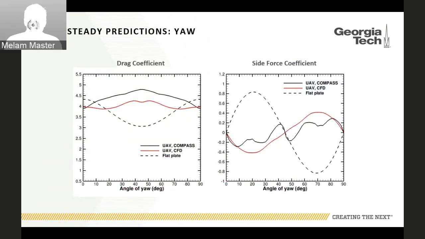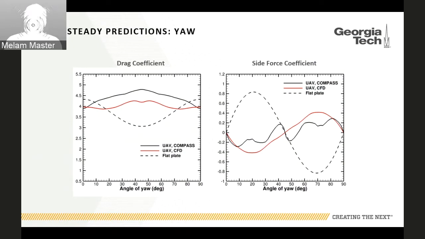As you can see, the drag coefficient for a range of angle of yaw. The dashed line is for the flat plate equivalency I talked about earlier. The red line is CFD analysis, and the black line is Compass. Compass is significantly closer to the CFD analysis for both the drag coefficient and the side coefficient for a range of angles of yaw. It might seem like the Compass and the CFD values are still different because they're not exactly on top of each other in the plots.